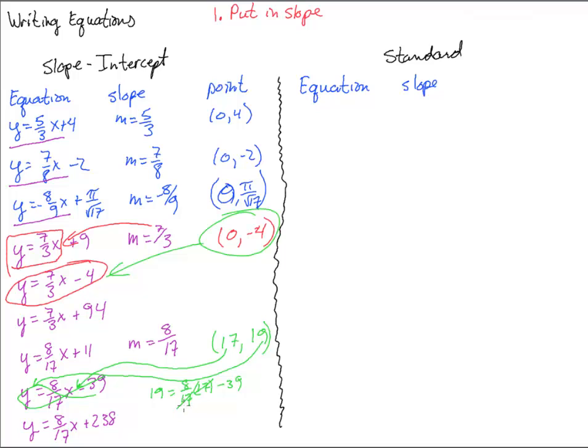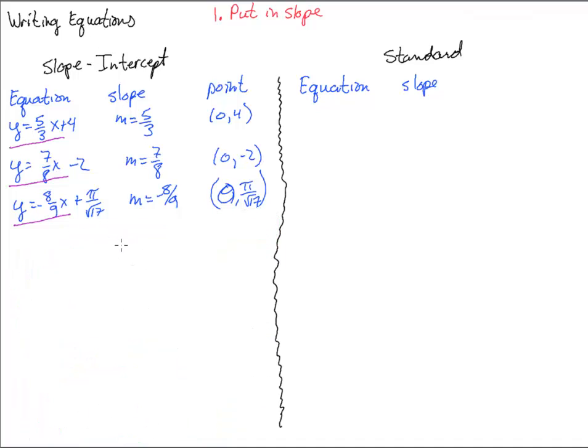Let's try it up here. 19 equals 8/17 times 17, and we have plus 11. Does that work? Yes, it works. You're like, hey, but how did you get that? Well, that is a great question. Let's do one where I give you the slope and the point, and we'll show you how to get this number without just guessing and checking.